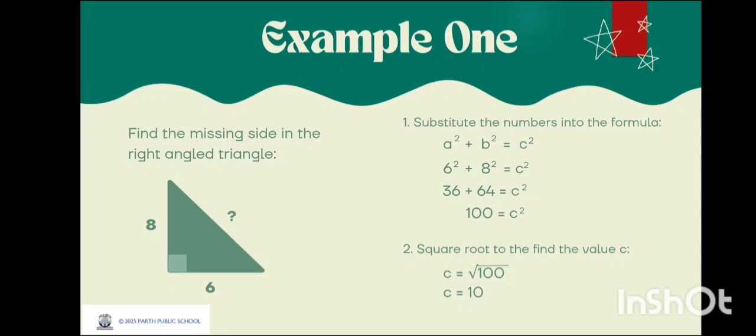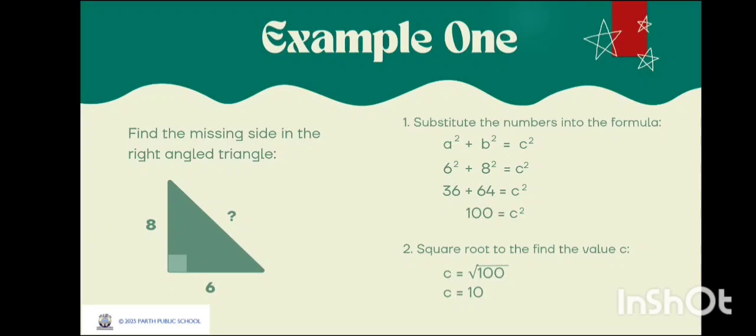Here the base is 6, so in place of a we will write 6 square, and perpendicular is 8, so in place of b we will write 8 square, which will be equal to c square. Here c is the hypotenuse, so 6 square will be 36, 8 square will be 64. If you add them, you will get 100. Yes, so c square will be 100. In the next step, we will find the square root to find the value of c. Square root of 100 will be 10. So that's how the hypotenuse will be 10. This way, we can easily find the missing side of a right angle triangle. Here we have found the hypotenuse. Clear?